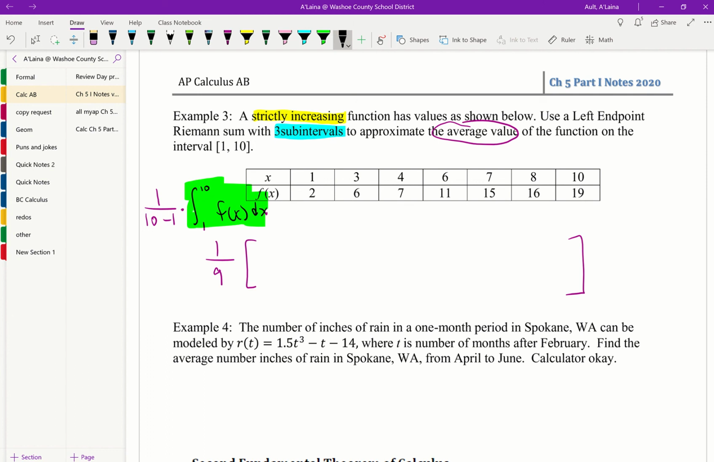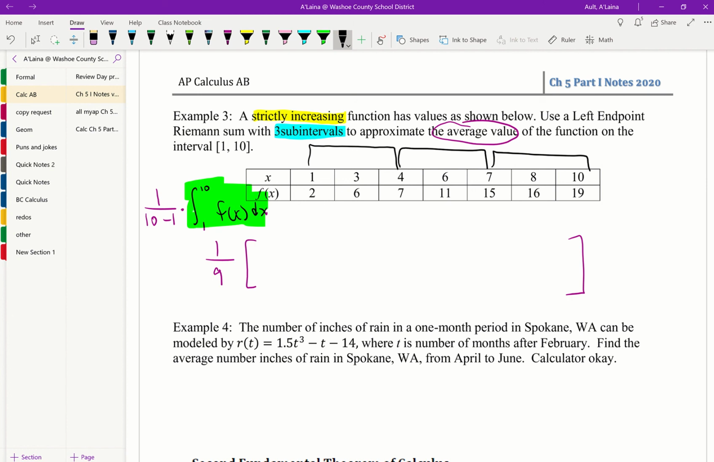All right, I need 3 subintervals. 1, 2, 3, 4, 5, 6, 7. I'm thinking something like this. Now, when you're making these subintervals, you want them to have the same number of columns in each one. Each one of these would have 3 columns. And remember, wherever you leave off, you start off at the same place. These are right adjacent to each other. There is no gap.